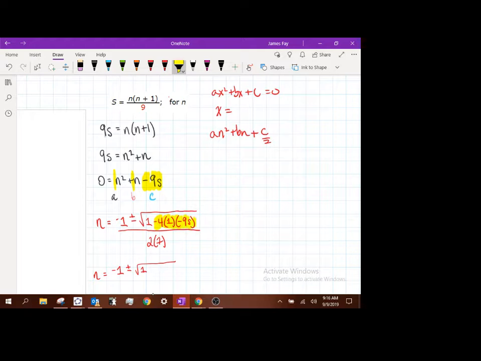Thank you. Okay, so in this discriminant, I've got 1 minus 4 times 1 times negative 9s. What does that negative 4 times 1 times negative 9s turn into?